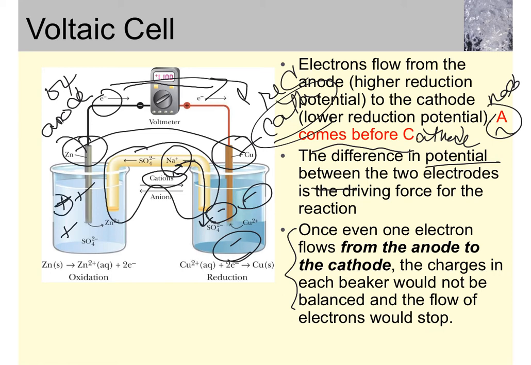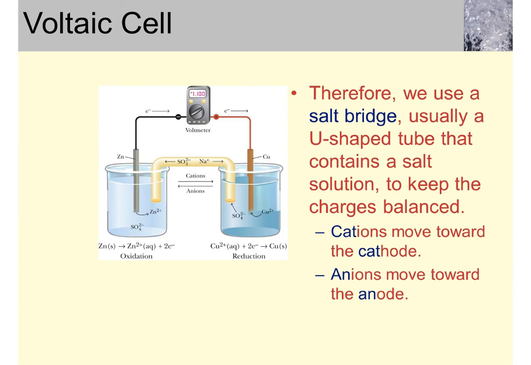And because we have a positive charge building up in the anode as the electrons leave, anions from the salt bridge will automatically be delivered to the anode to neutralize the built-up positive charge. It's going to take some time to kind of iron this out. There's a lot going on.